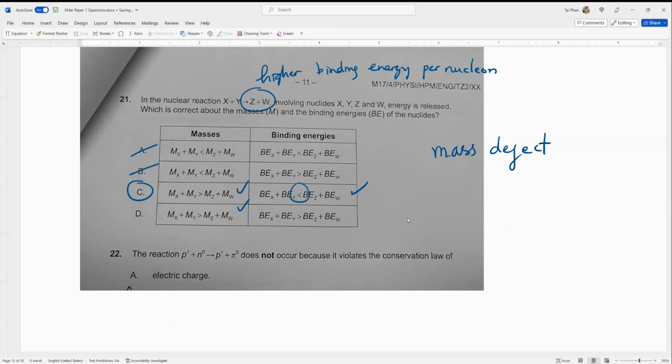Greater binding energy, greater binding energy per nucleon, assuming that the total number of nucleons of the product and reactant is the same. There's no loss in the number of protons and neutrons, meaning no alpha particle, no beta particle. There could be a gamma decay happening at the same time with this nuclear reaction.